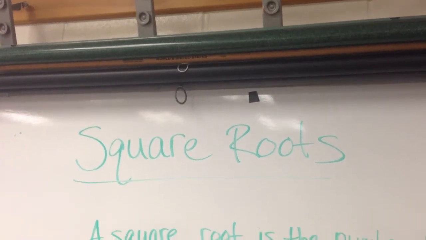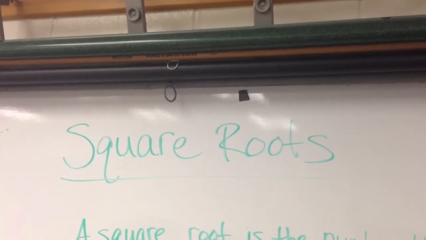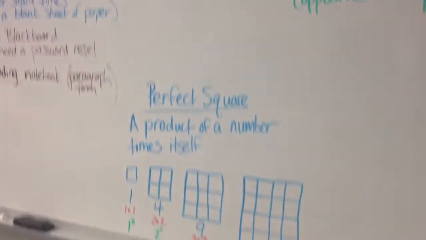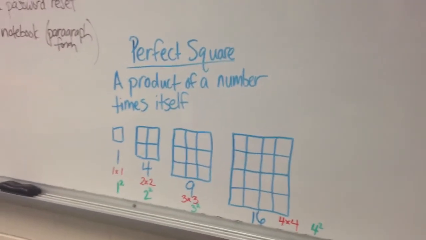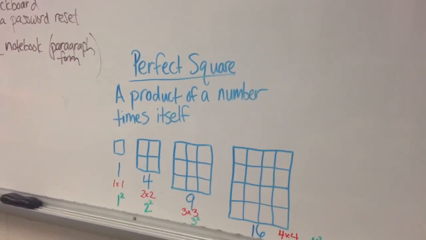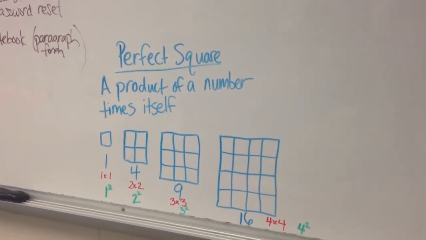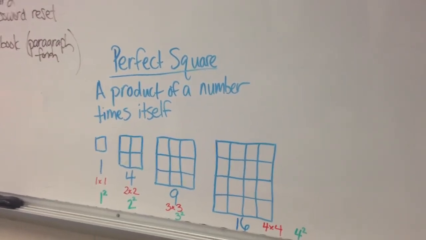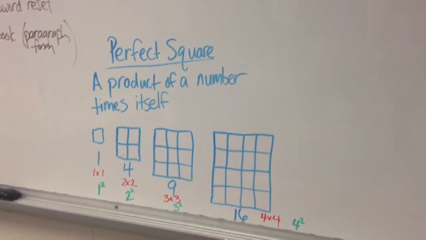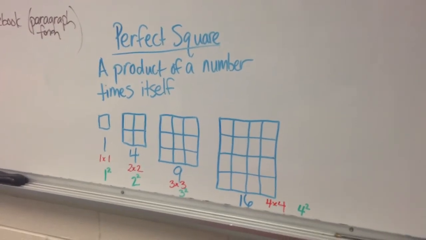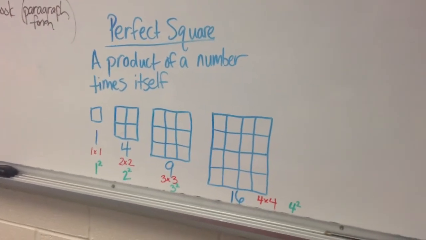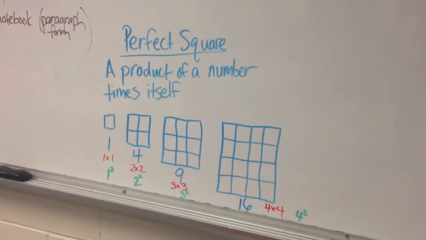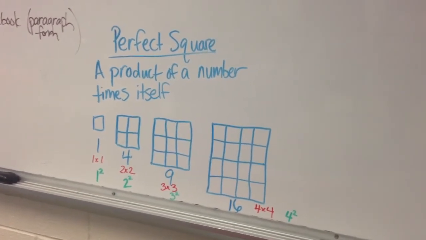Hello students. Today we're going to talk about square roots. If you'll remember when you learned perfect squares, a perfect square is the product of a number times itself. So these are some perfect squares. We have 1, which is 1 times 1 or 1 squared, 4, which is 2 times 2 or 2 squared, 9, which is 3 times 3 or 3 squared, and then 16, which is 4 squared or 4 times 4.